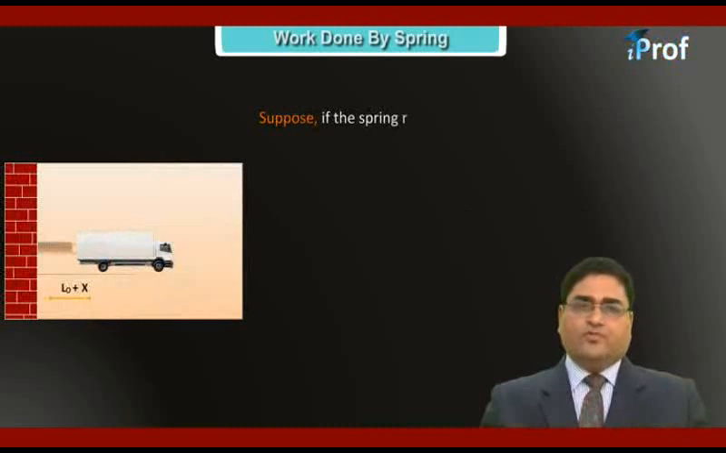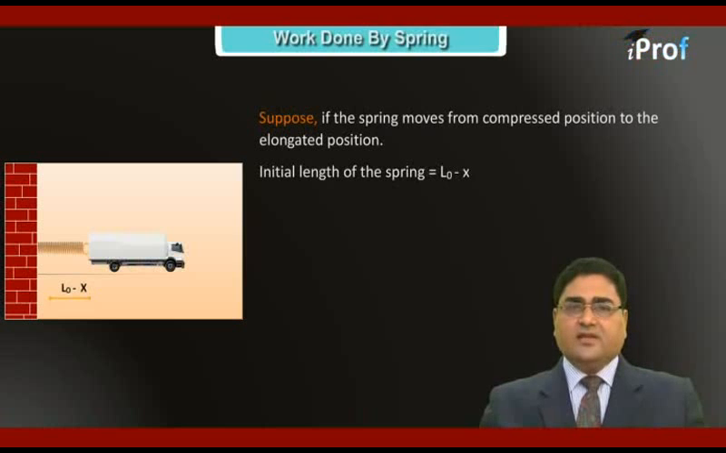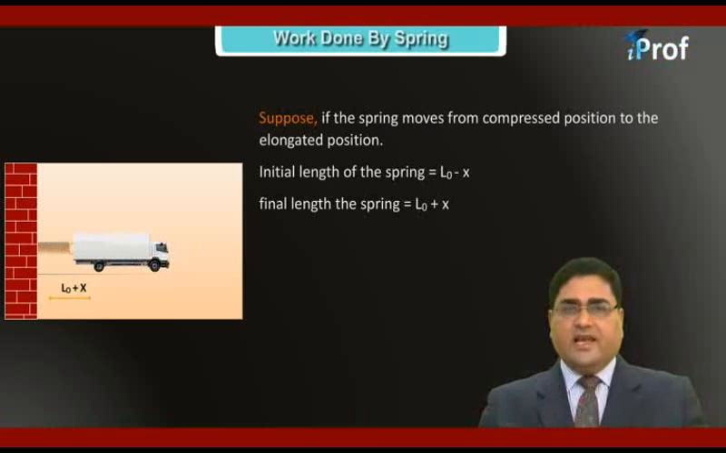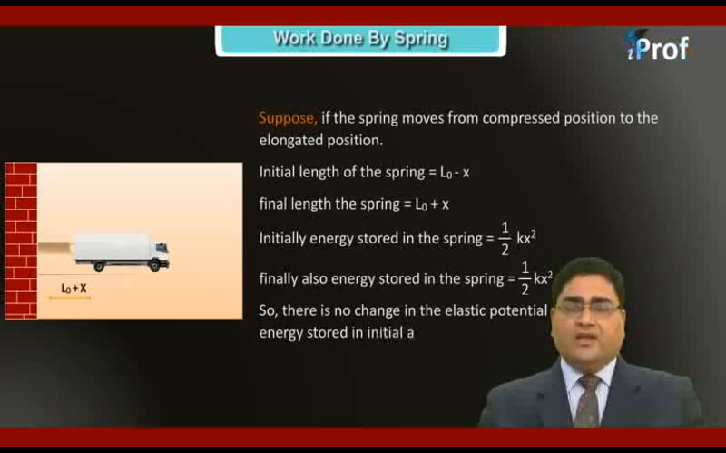Suppose now the spring moves from compressed position to the elongated position. Suppose initial length of the spring is L0 minus x and final length of the spring is L0 plus x. Initially energy stored in the spring is half kx square. Finally also energy stored in the spring is half kx square. So there is no change in elastic potential energy stored in initial and final position. So work done by spring in this situation is also equal to 0.